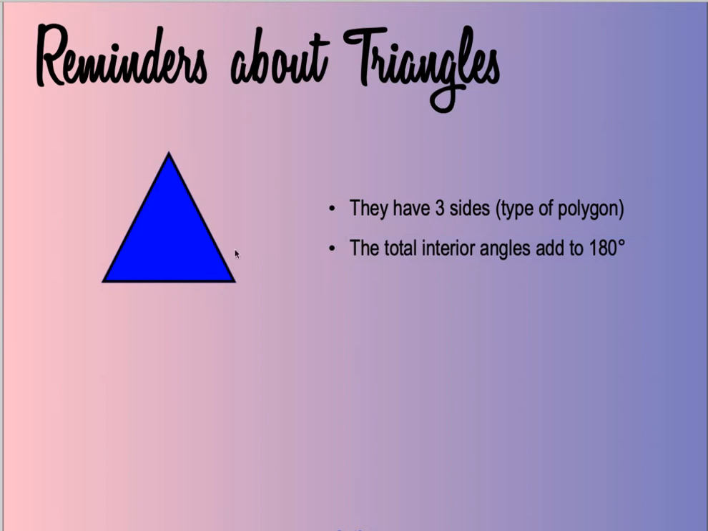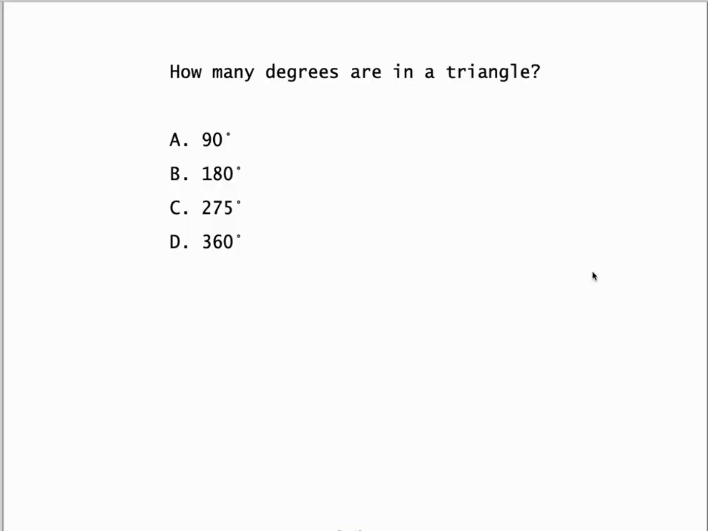The interior angles, meaning the inside of the shape, will always add up to 180 degrees. So if you measure all three angles here on my triangle, you will add them and the number will always be 180. How many degrees are in a triangle? Is it A, 90 degrees, B, 180 degrees, C, 275 degrees, or D, 360 degrees?